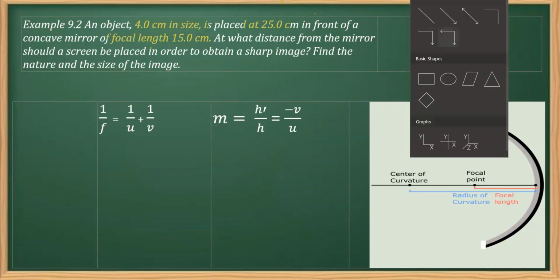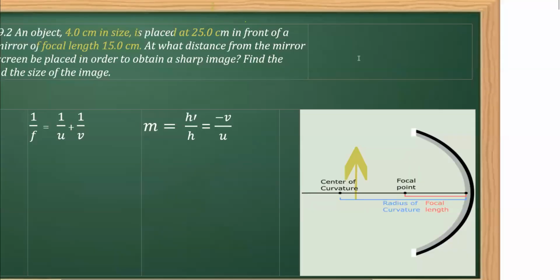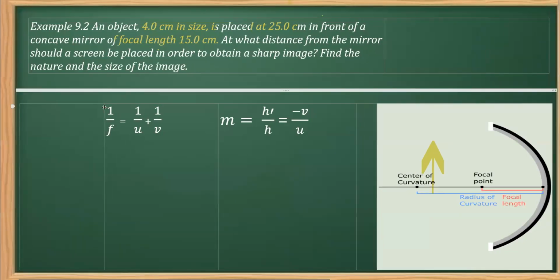So the object has to be placed in front of the mirror, anywhere in front of it. The object is placed at a distance of 25 centimeter, whose size is also given. So we'll be writing the information here. We know the size of the object, which is indicated by small h, given as 4 centimeter. Next, we know the object distance, indicated by u, and u is taken as minus 25 centimeter.